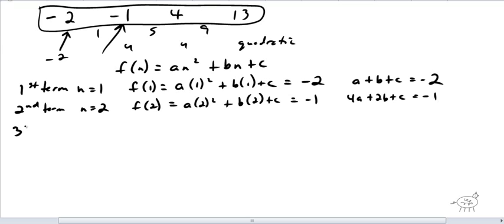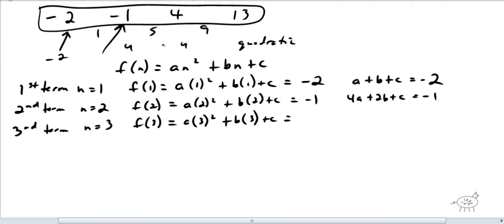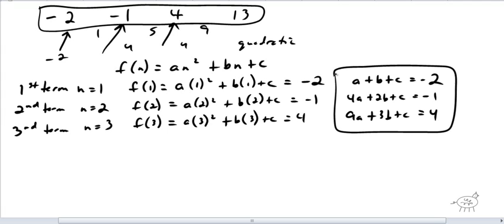And then I'm going to do this for my third term. n is equal to 3, so f of 3 is equal to a times 3 squared plus b times 3 plus c is equal to, and there it is, the third term, 4. So again, simplify that, I get 9a plus 3b plus c equals 4. So here it is, math fans. That is my system of equations. Okay, I've got 3 variables and 3 unknowns. All right.